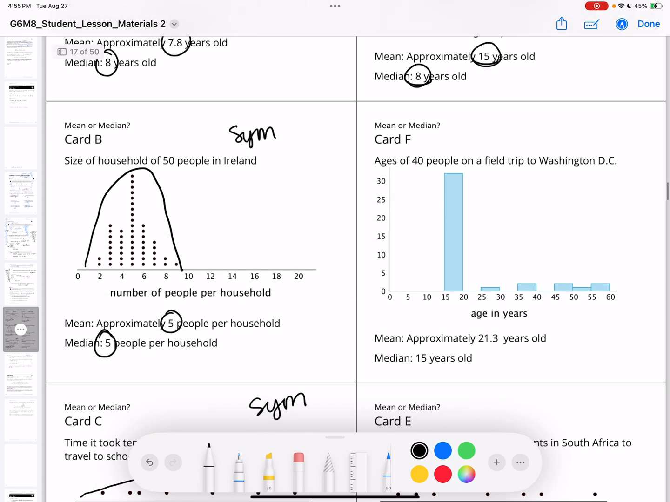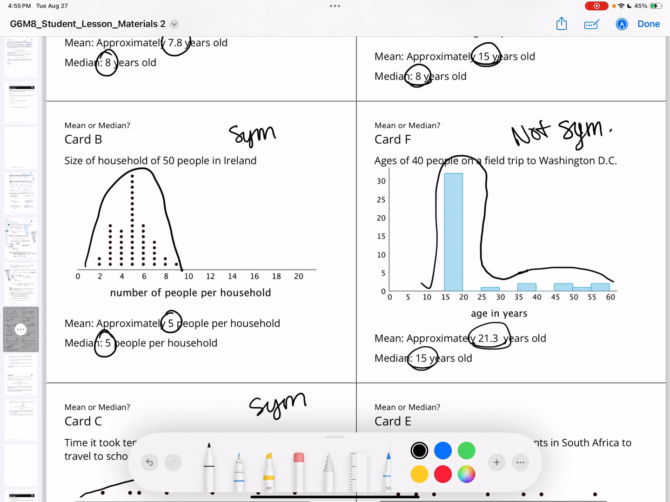Okay, card F. We have this huge peak, right? This huge peak, then we go down, and then we kind of go up and down, right? So this is not symmetrical. And the mean is 21.3, and the median is 15.